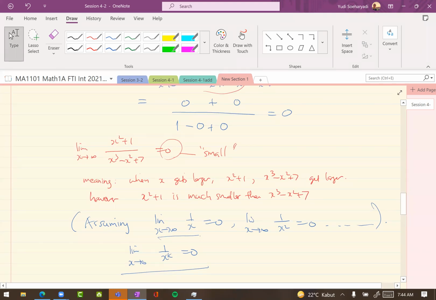So that's for rational functions. For a rational function, as long as the numerator has a smaller power than the denominator, then it goes to 0.